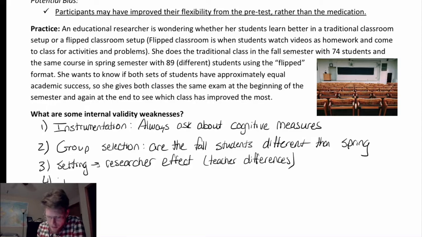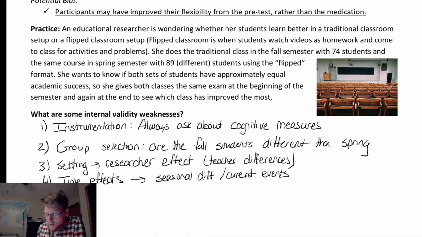Four, time effects is absolutely a possibility here because we have seasonal differences, current event differences. These are two completely different time periods. And so that could totally play into effect. For example, snow days, weather, light, mood, things like that, activities. That can totally play a role.